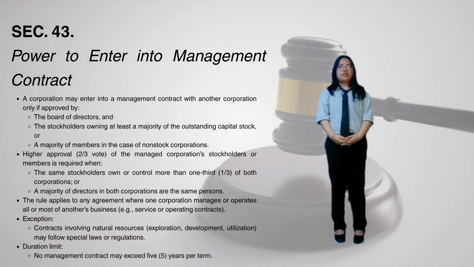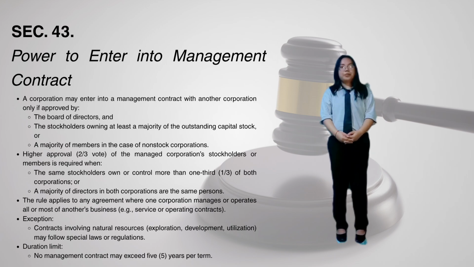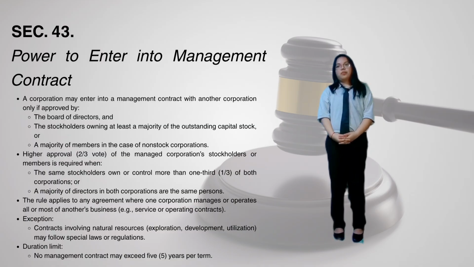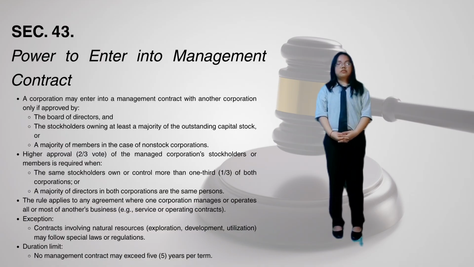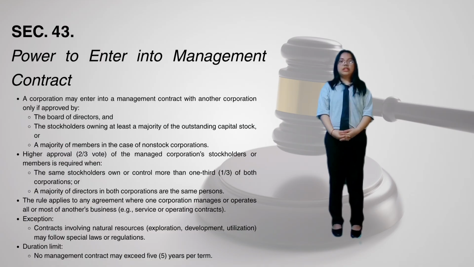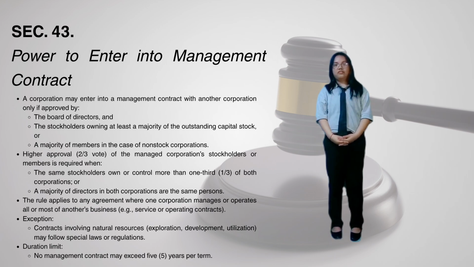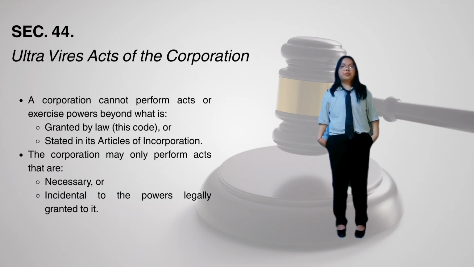These rules prevent conflicts of interest and protect the managed corporation from being abused. This law also applies to any kind of management or service agreement, like contracts to operate another company's facilities or services. However, if the contract involves natural resources like mining, oil, or energy, it must follow special laws about how long or how it can be done. Lastly, a management contract cannot last longer than 5 years per term. That means corporations must renew or review the contract after that.